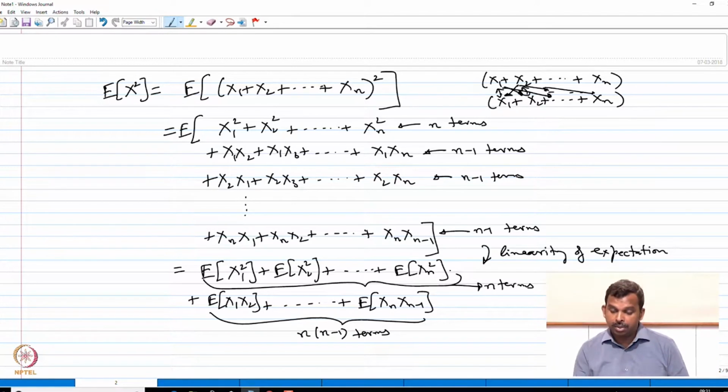So how did I get n times n minus 1? You see there are n minus 1 terms here, and then n minus 1 terms here, so on till n minus 1 terms here. How many such things are there? n, from x1, x2 to xn. So you have n of those, so n times n minus 1.